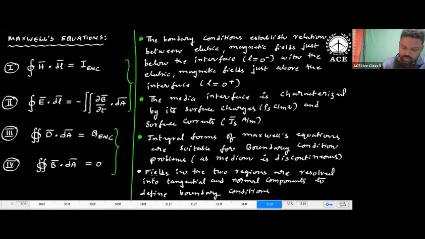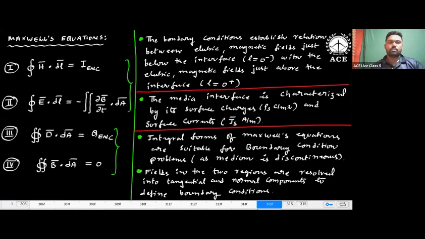Okay, see here. Just above and just below is the boundary conditions. Media interface is characterized by its surface charges and surface currents. Okay, and then integral forms are used. And then the fields are resolved into tangential and normal components to the media interface to define the boundary conditions. Okay, beta. Let me draw the figure one more time. This figure. Okay, I'm going to turn the page here.